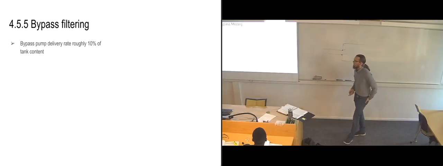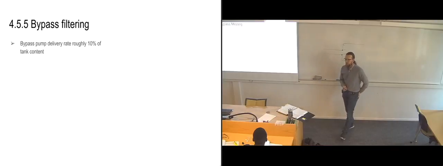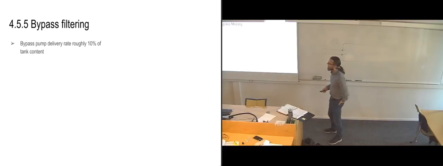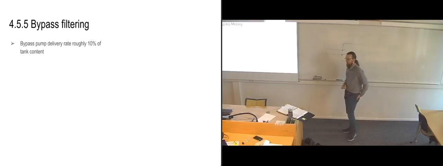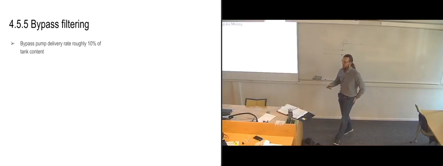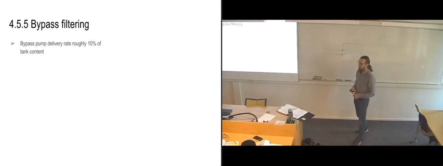So you have a bypass pump with a delivery rate that is roughly 10% of the tank content. So it means that it can run about 10% of the tank continuously through the bypass filter. And that means that at any given time, you are only filtering 10% of the fluid that you have in your tank, but you also have fluid running through your system. So it's actually less than 10% of your total fluid that's being filtered at all times.